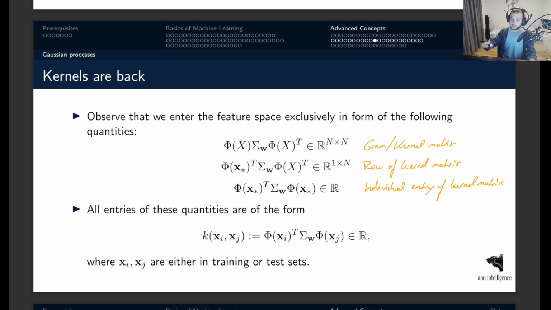And recall, in the kernel matrix, we store these inner products. So this is an individual entry of the kernel matrix. And no matter which of these objects you investigate, individual entries in these objects are of the following form. It's the inner product of some feature mapped observation with another feature mapped observation. And this inner product is parameterized by this positive definite matrix sigma w. This will be the evaluation of a kernel function given these two observations. And xi and xj could either be in the training set, so this capital X, or it could be in the test set, so this x star, which consists of only one test observation.